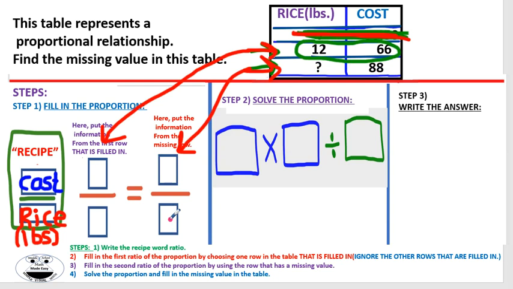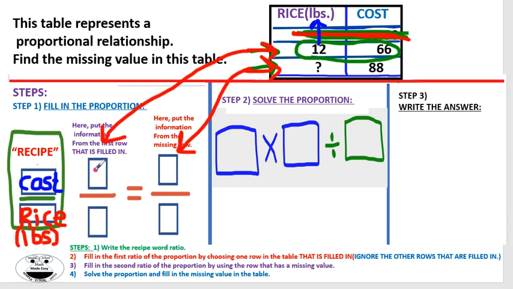So once you determine what you use, now we have to use the recipe to determine the order. So we have a 12 and a 66. So first I'm going to say, oh, 12, is that 12 pounds or $12? So I go up to the top, I see this is 12 pounds. And when I go to my recipe, it says pounds goes on the bottom.